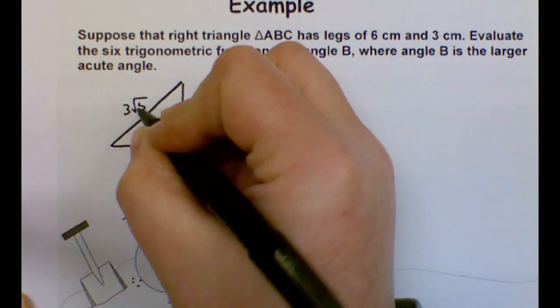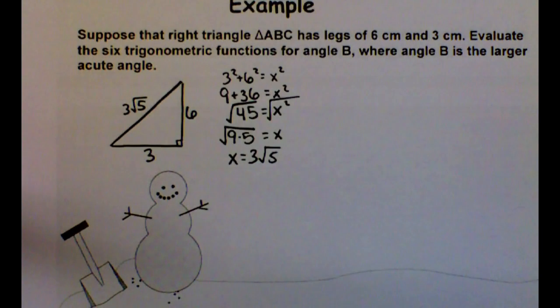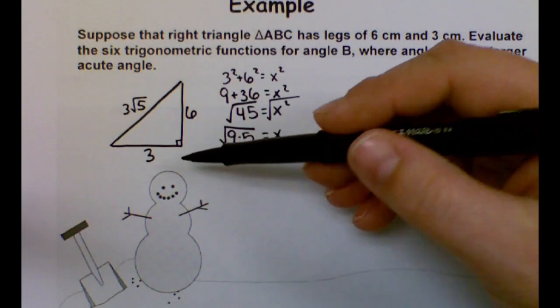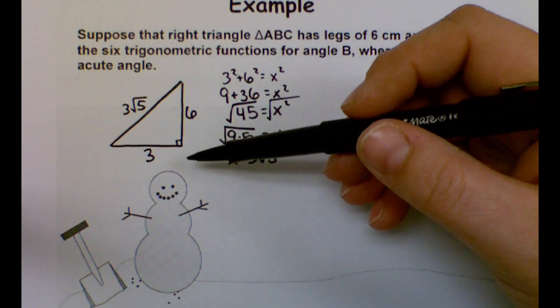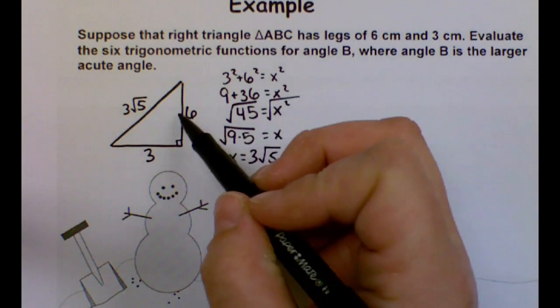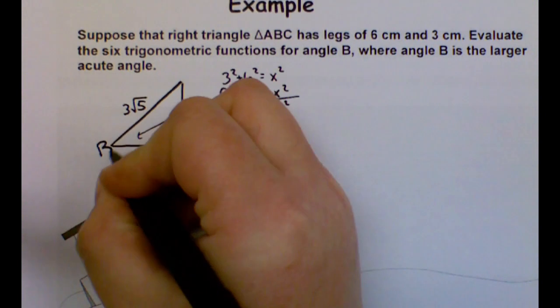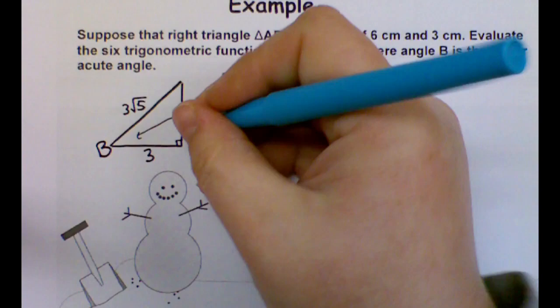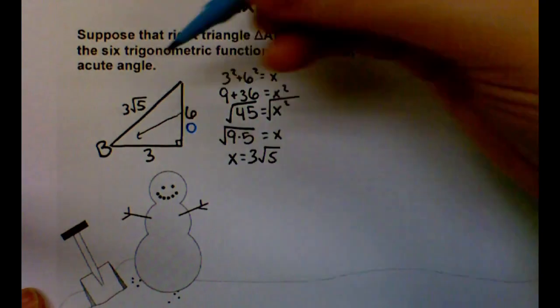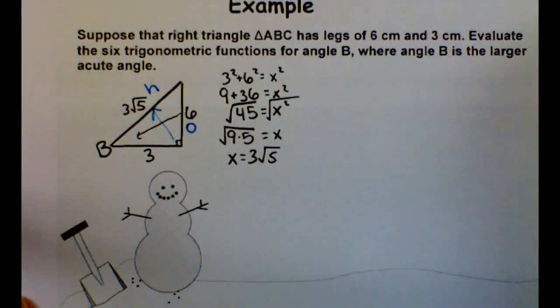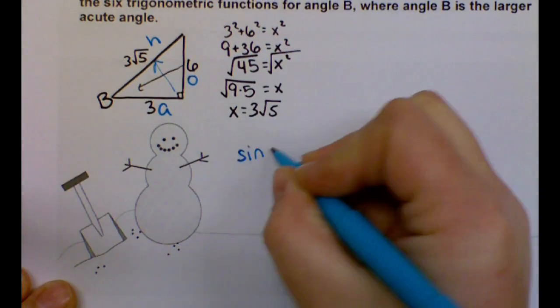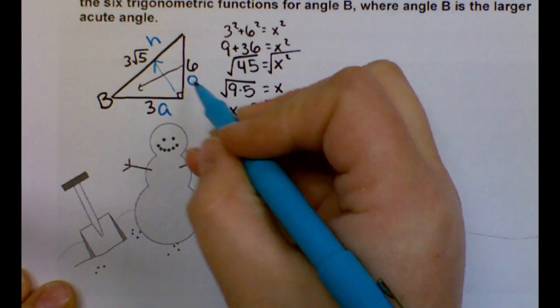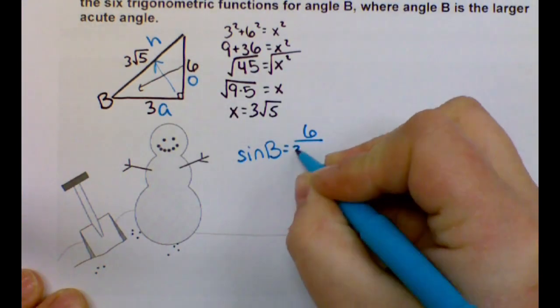There's my hypotenuse. Then I have to decide which angle is B. It says it's the larger acute angle. So B is not the right angle. Larger angles are always across from larger sides. So across from the 6, this is angle B. Now we can label our sides. Our opposite is the 6 because we just used it to find across from it. The hypotenuse is 3 square root 5, and my adjacent is 3. So now we'll take the sine of B, so we know it's named B, is opposite over hypotenuse, so 6 over 3 square root 5.